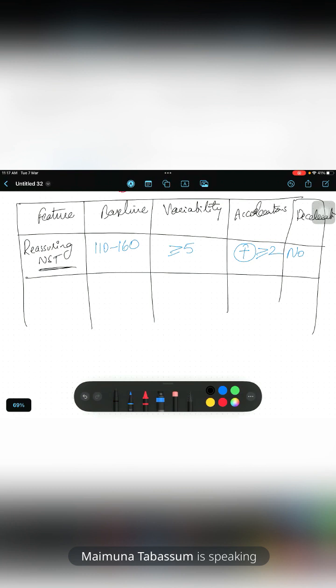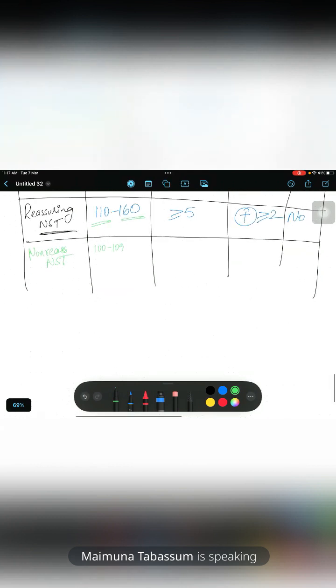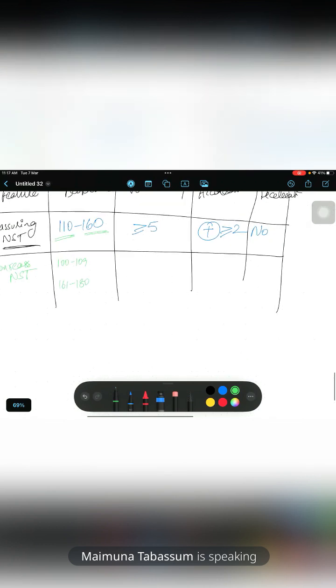Then what is a non-reassuring NST? Either you may have a fetal brady or you may have fetal tachy. That is 100 to 109, that is 10 below, 10 less. And then 161 to 180, that is 20 above. So 100 to 109 and 161 to 180. So this is the baseline fetal heart rate.